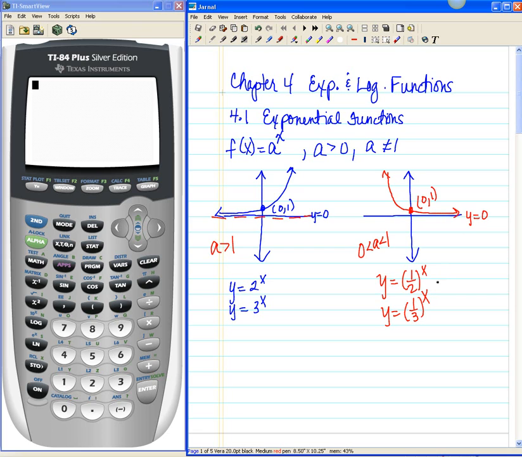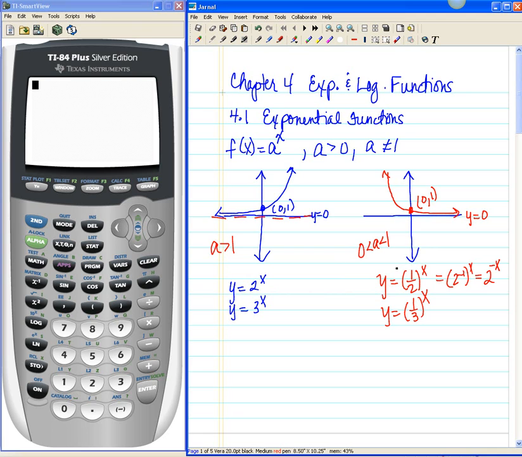Why is it a reflection? Well, remember 1/2 really is 2 to the negative 1, so (1/2) to the x is really just 2 to the negative x. So these graphs are transformations of one another, which are just reflections across the y-axis.